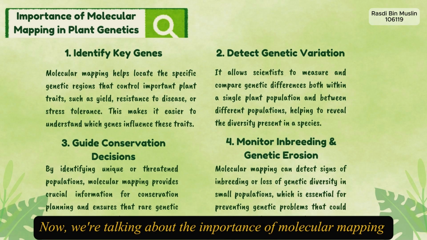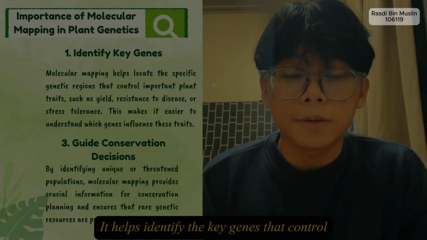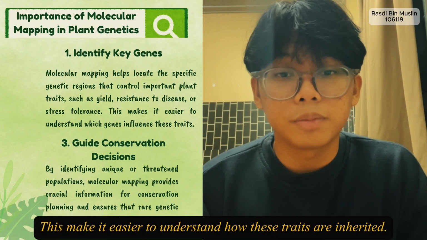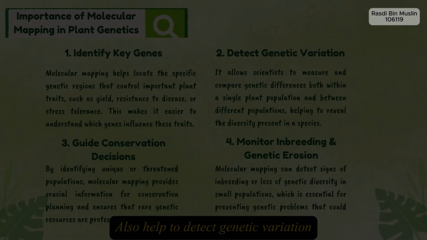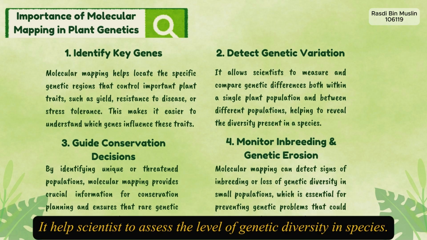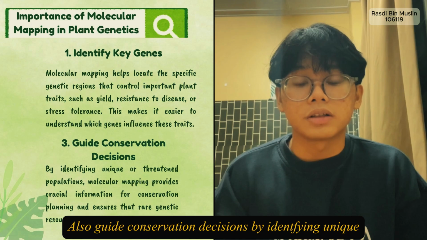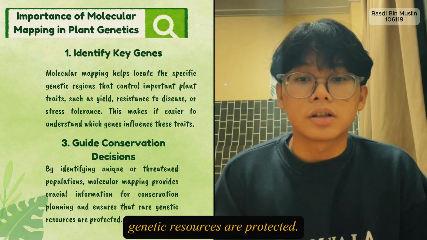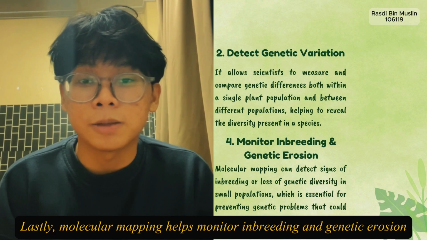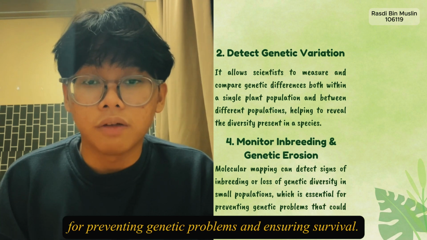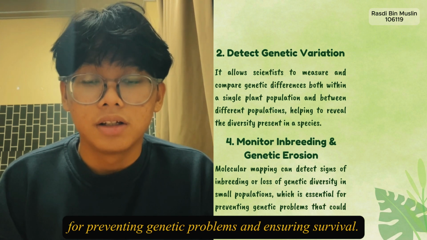Now we'll talk about the importance of molecular mapping in plant genetics. It helps identify key genes that control important plant traits such as yield, disease resistance, and stress tolerance. This makes it easier to understand how these traits are inherited. It can detect genetic variation by comparing differences within and between plant populations. It allows scientists to assess the level of genetic diversity in a species. Molecular mapping also guides conservation decisions by identifying unique and threatened plant populations, ensuring that valuable genetic resources are protected. Lastly, molecular mapping helps monitor inbreeding and genetic erosion, especially for small populations, which is important for preventing genetic problems and ensuring long-term survival.